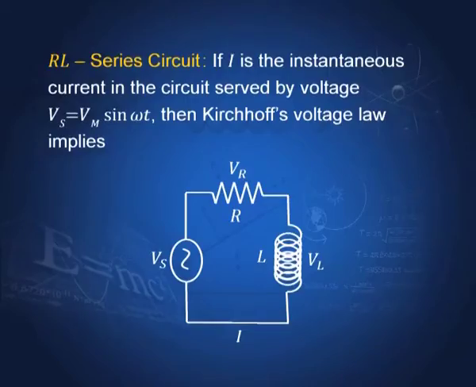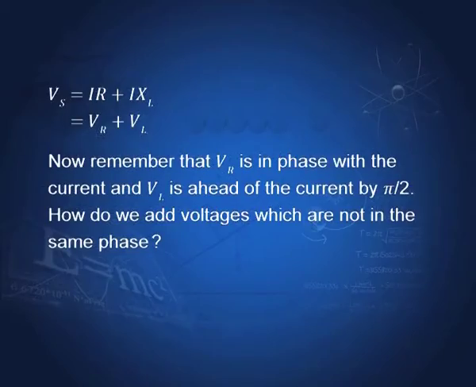So, let us take a circuit in which we have both a resistor and an inductor having values R and L. Voltage supplied by the source is equal to the voltage across this plus the voltage across this, that is V s is equal to V r plus V L. V r is I r, V L is I x l, where x l is the reactance of the inductor, and they differ in phase. V r and V L, you remember V L leads V r by pi by 2.